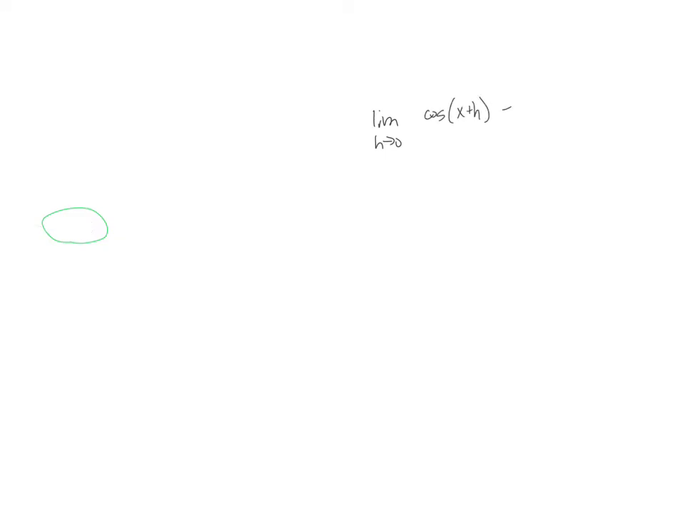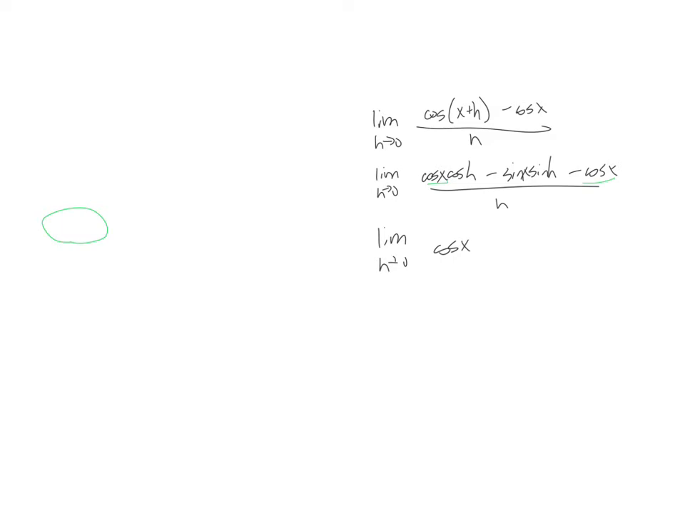Plus h. But let's actually minus cos x, and all of that would be over h. So now we can see we should be good to go again. Use our trig identity. But this time, though, the cosine identity is cosine x cosine h minus sine x sine h. The rest of it stays the same. And again, we're going to common factor out those two cos x's. So we should get cos x times cos h minus 1.